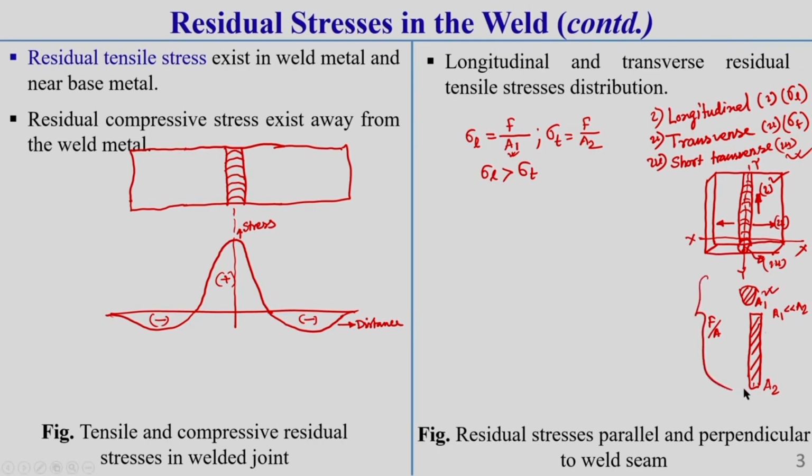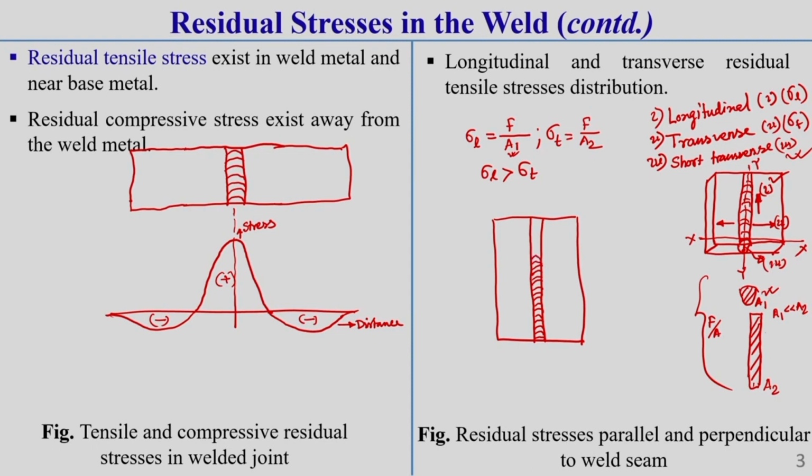Now we will show how the longitudinal stress is distributed over a seam of the weld, along the length of the weld bead, and how the longitudinal and transverse residual stress is distributed. So what idea did you get? You got the idea of what the magnitude of residual stress depends on: the cross-sectional area of the shrinkage zone.